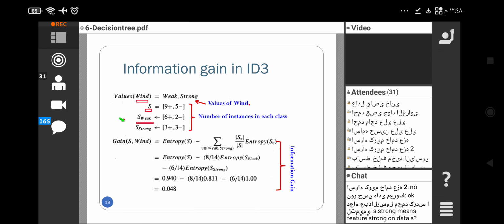Yes, S strong means the wind feature has the value strong. S strong means the data in which the feature wind has the value strong.